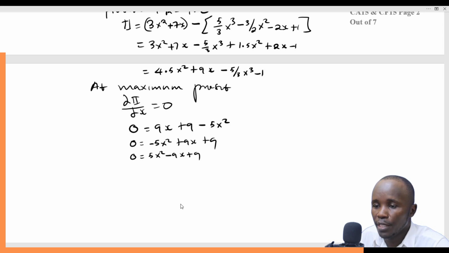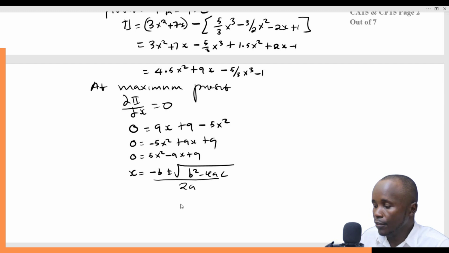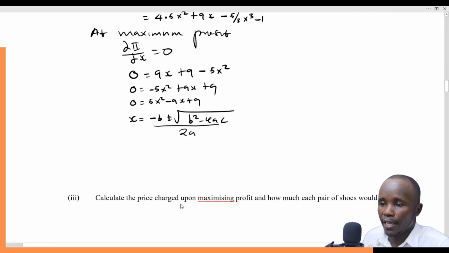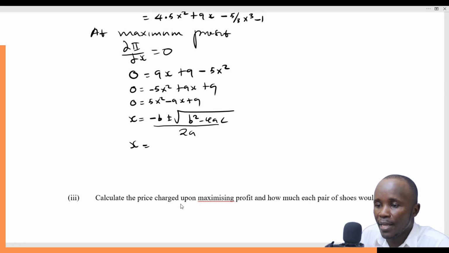We shall have x equals, the formula is this way, minus b plus or minus square root of b squared minus 4ac, divided by 2a. So I want to use this formula so that I can find the value of x. So here I'm going to have x equals minus b. B is negative 9, so minus 9 I'll have positive, plus or minus negative 9 squared is 81, minus 4ac, minus 4 times 5 times 9.